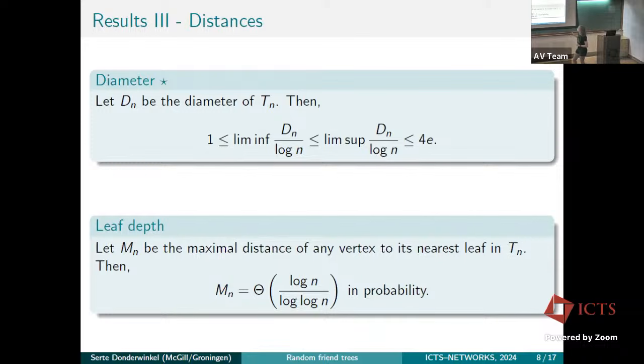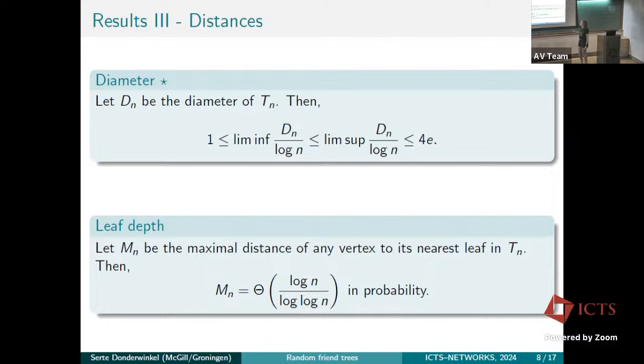This is an almost sure result. Or sorry, I couldn't... You tell me if you... No, we haven't proven it. But I mean, it should be. I hope so, but no, we don't know.